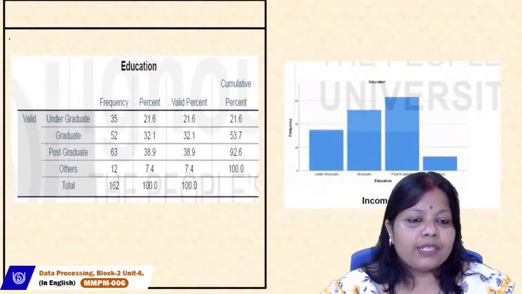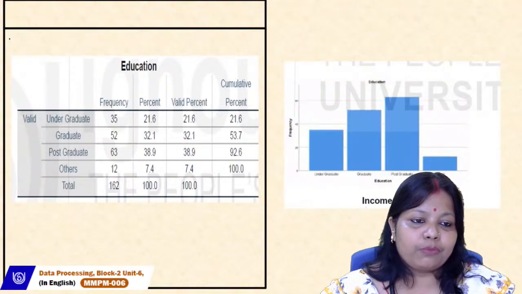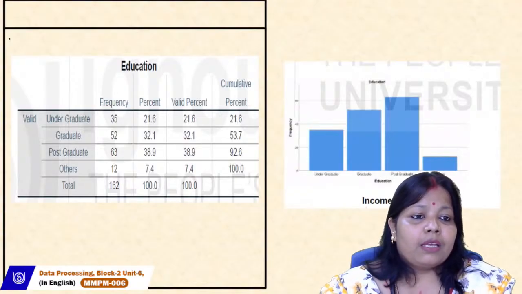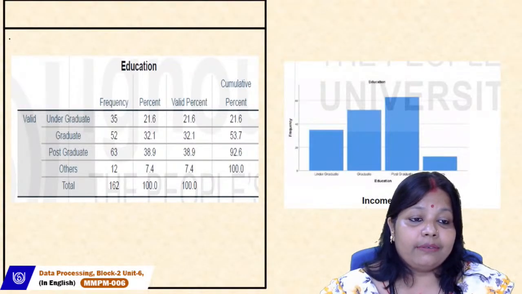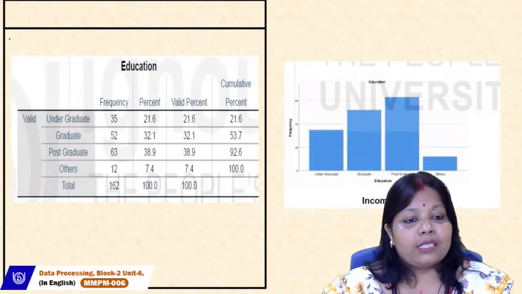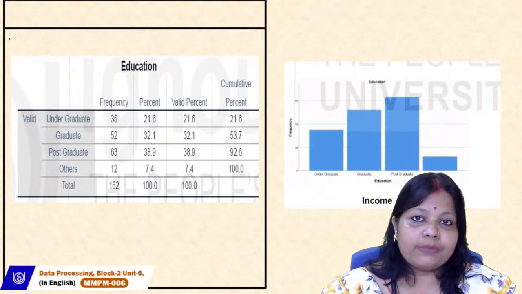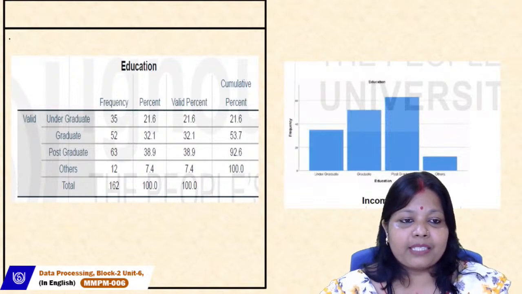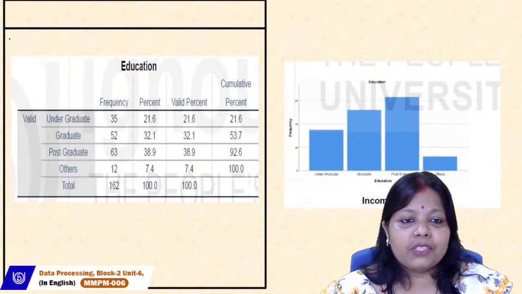Postgraduate respondents were 63 in number, whereas other persons are 12, who do not come under undergraduate, graduate or postgraduate. They may be below undergraduate, or they may have done higher studies than postgraduate. So this number is 12. So altogether it is 162. It is okay, because every total number is matching across all the demographic factors of our data collection.